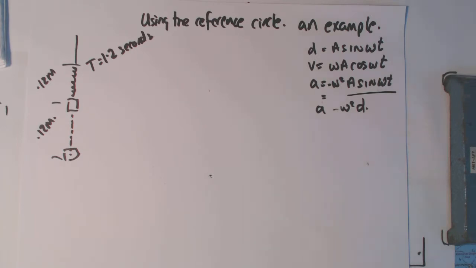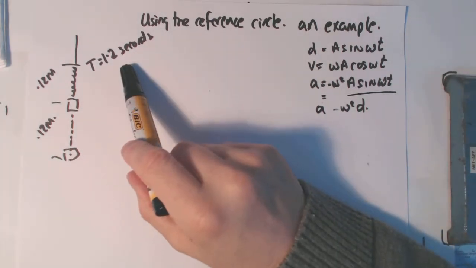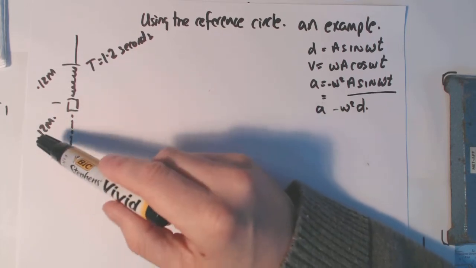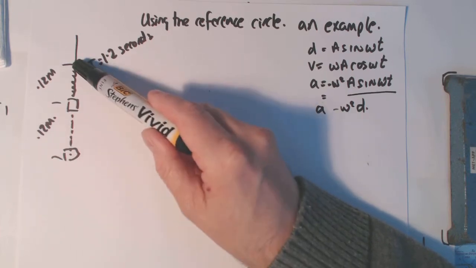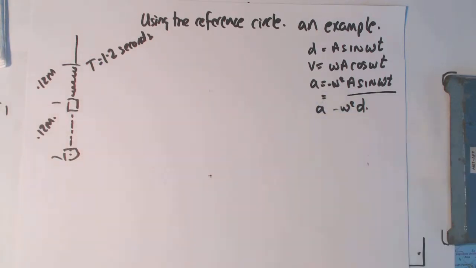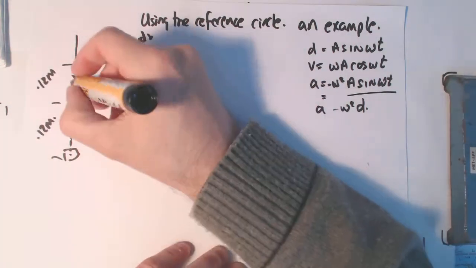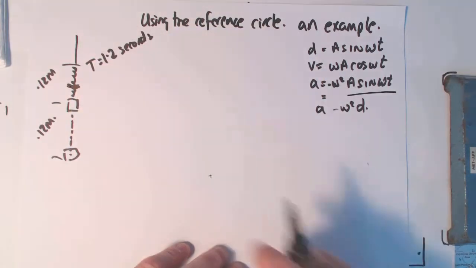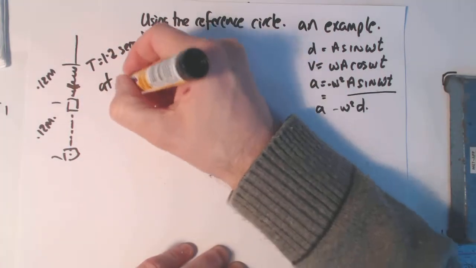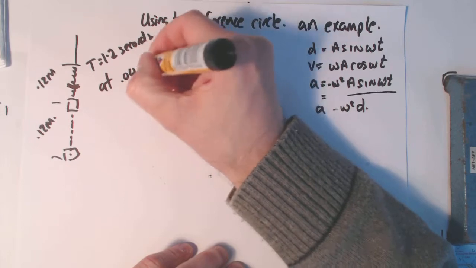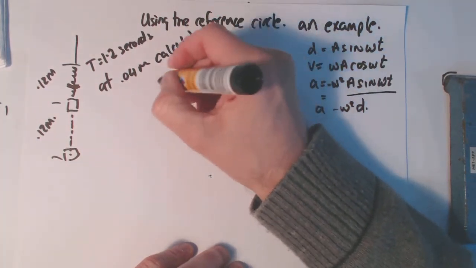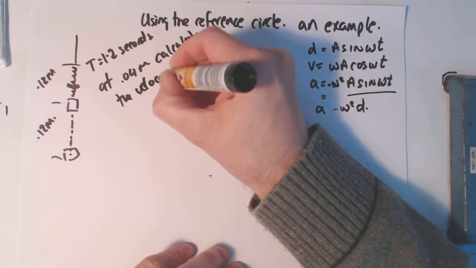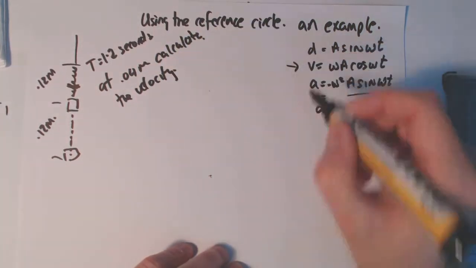Now, in my example here, I've got the period equal to 1.2 seconds. We've got a mass on a spring bouncing up and down. Its oscillations are 0.12 meters in amplitude. And I want us to work out something. A common question would be, so if it's 12 centimeters, I could ask, okay, at the 4 centimeter mark, so at 0.04 meters, calculate the velocity.